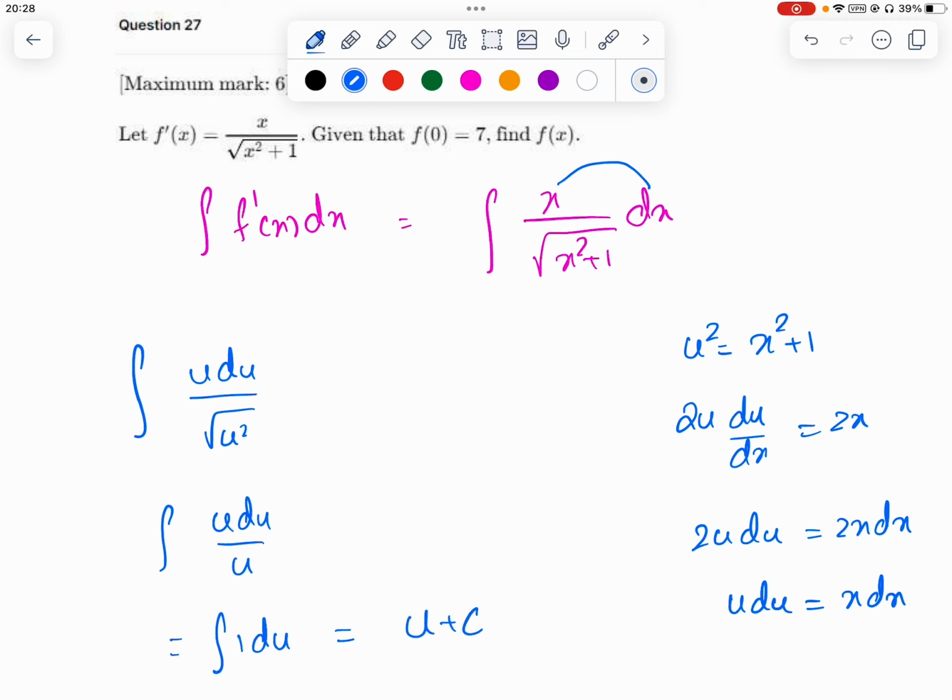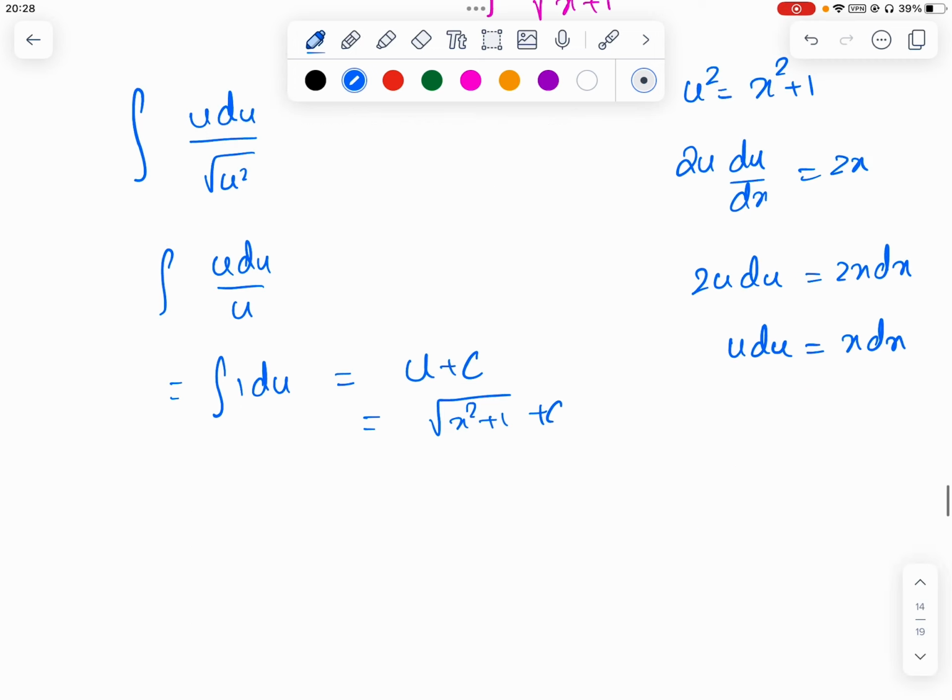So what is u over here? Square root of x square plus 1 plus c. That's going to be the integral. But now we have to find the value of c also. For that, f of 0 equals 7. So 7 equals square root of 0 square plus 1 plus c. So 7 equals 1 plus c. So c equals nothing but how much? 6.